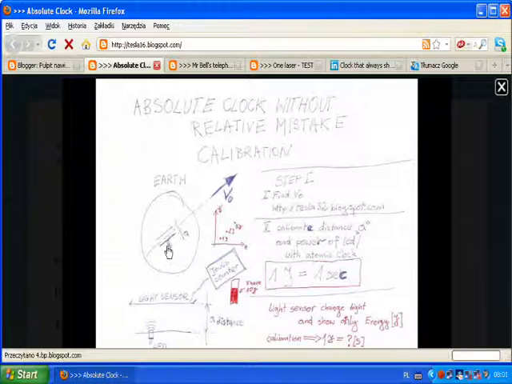What's very important? This is the Earth or other coordinating system, Windowsless locket or any other coordinating system. This clock has to be parallel. Light sensor has to be parallel to main velocity. This is how the clock works.